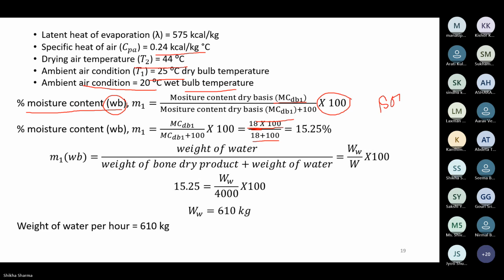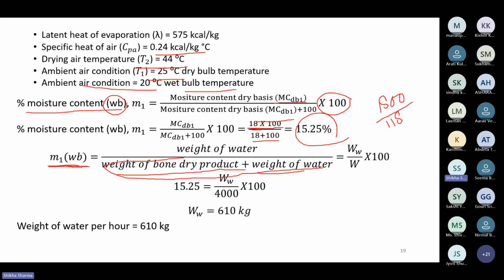1800 divided by 118, which is 15.25%. So we have the initial moisture content on the wet basis as 15.25%, and we know that the moisture content on the wet basis is equal to the weight of the water divided by the weight of the bone dry product plus the weight of the water. The denominator is the total weight of the product, the sum of the bone dry product and the water weight.